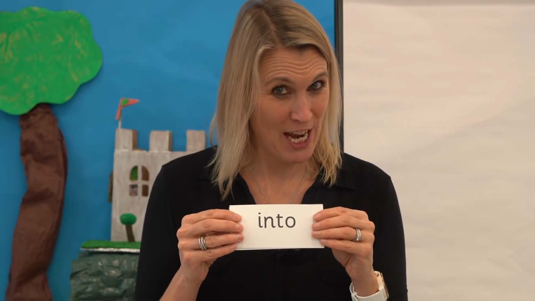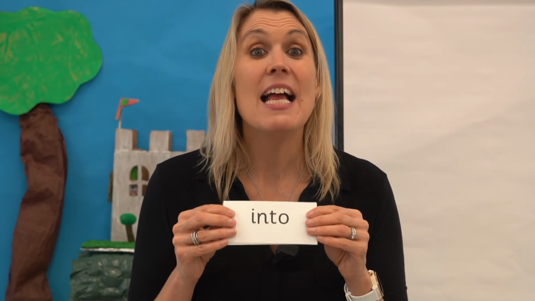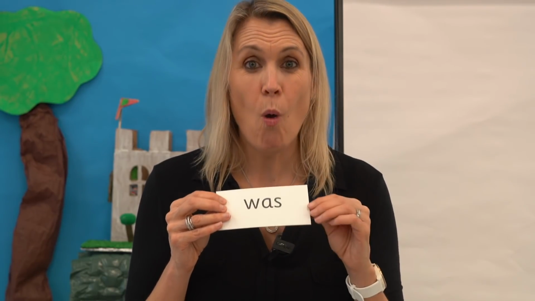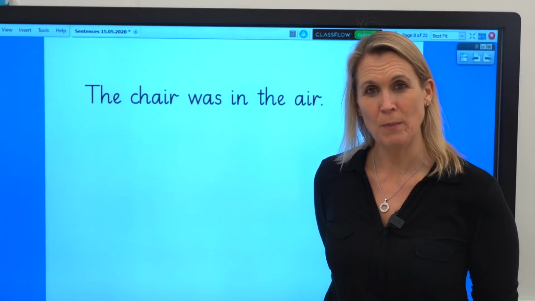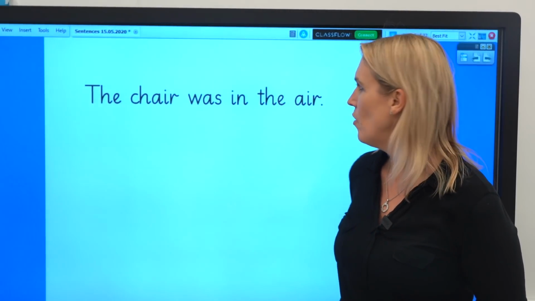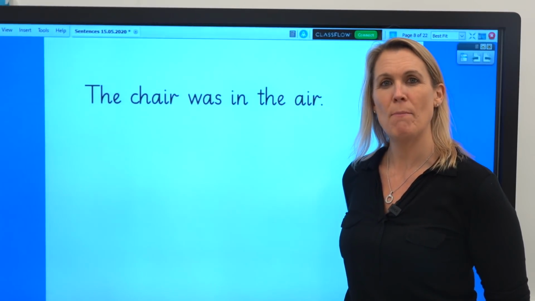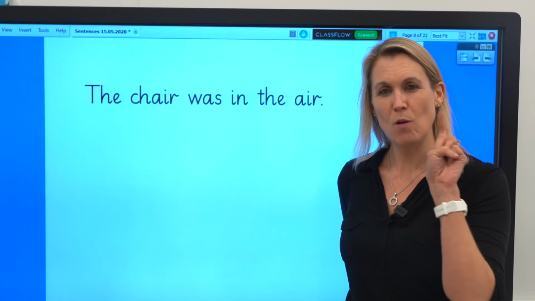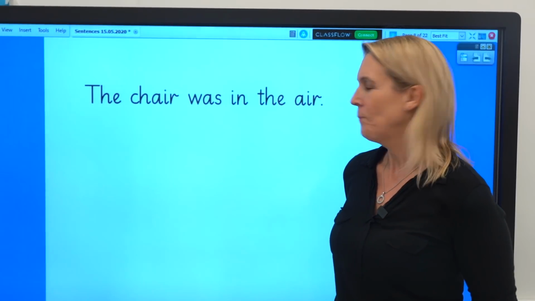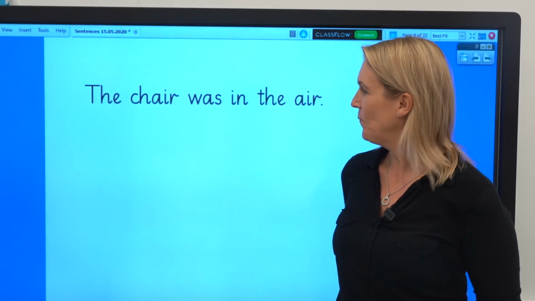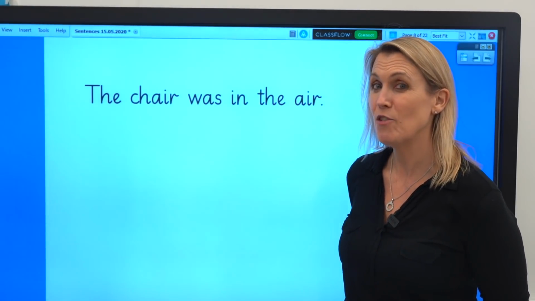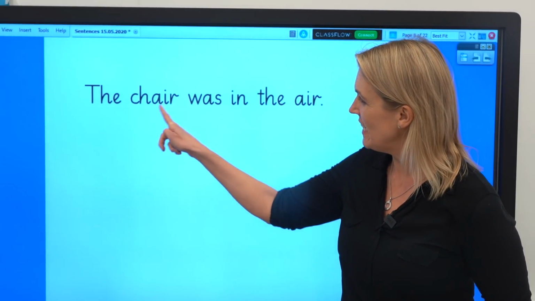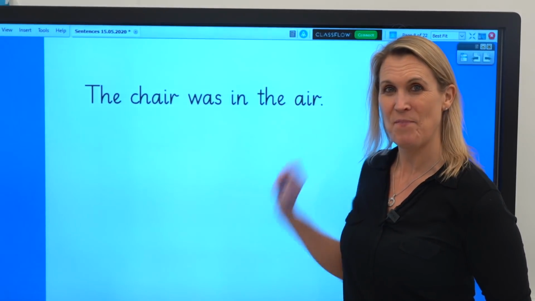Did you get them right? Shall we check? Read aloud with me. Into. Was. Well done. Now let's read a sentence with graphemes we already know. Can you see a word with the trigraph air? Remember, a trigraph is 3 letters, 1 sound. Have you got it? Yes, these words have the trigraph air. There it is. And there.